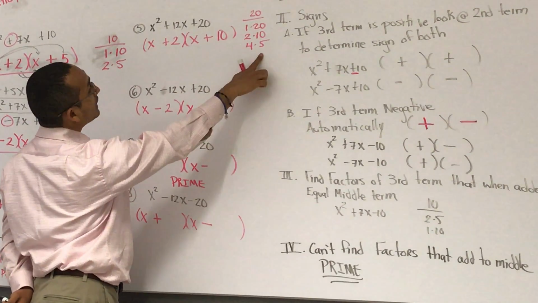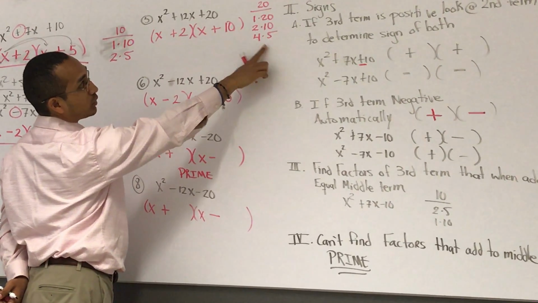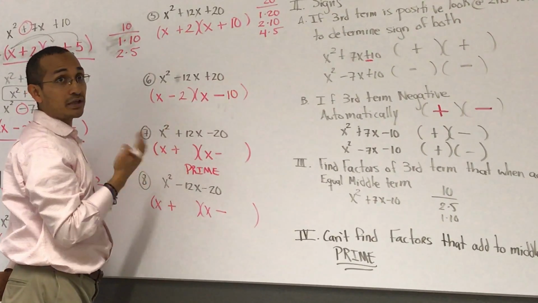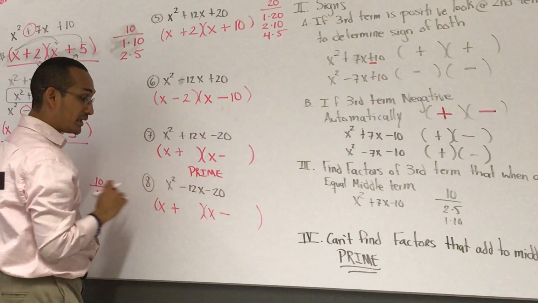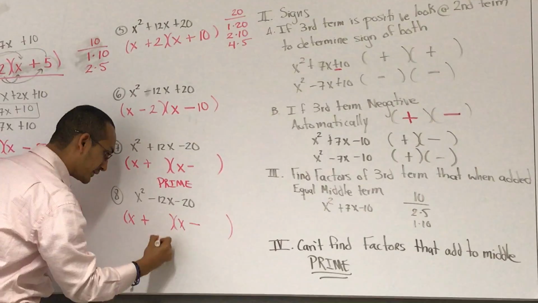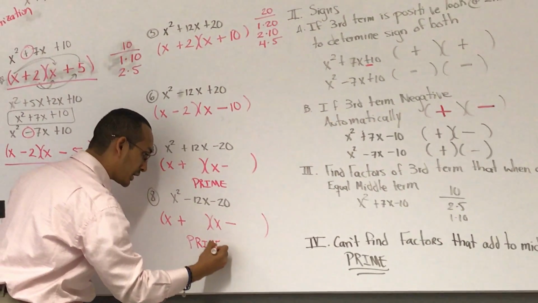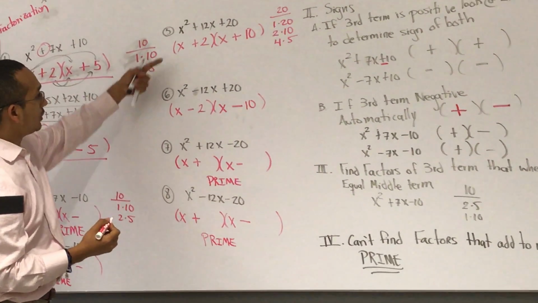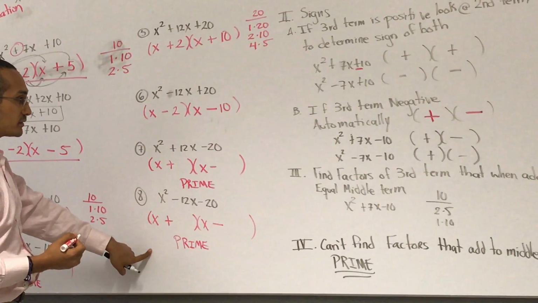Well, again, 4 and 5 when subtracted do not give me negative 12. 2 and 10 when subtracted do not give me negative 12. And 1 and 20 are not going to give me negative 12. So again, this also is prime. So you see, sometimes it works, sometimes it does not.